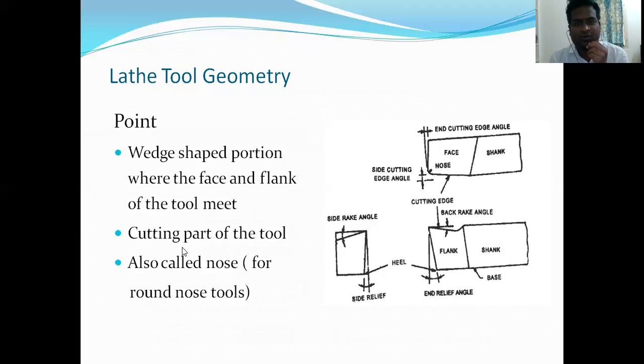The cutting part of the tool, this wedge shape, is also called the cutting point of the tool. You can call it the cutting tool point, and it is also called the nose for round nose tools. So we call it a nose also for round nose tools. The point is the wedge shaped portion where the face and flank of the tool meet.